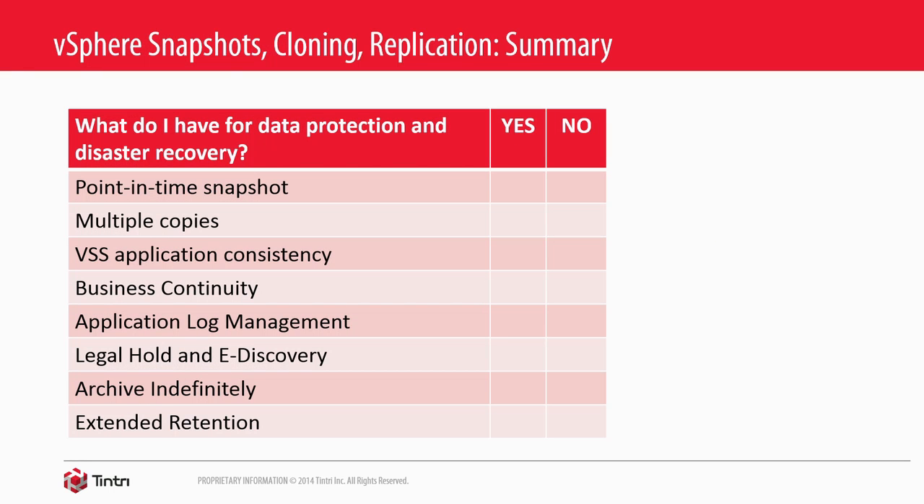But if we look at vSphere VMware snapshot, cloning, and replication, what do we get with those solutions? We get point-in-time snapshots, right? Multiple copies, yes, we have those. VSS application consistency, yes, we have those as well. Business continuity, so that if you have a failure or disaster recovery in the primary site, you can bring up all your virtual machines on the secondary site, right? Just with snapshots, cloning, and replication.